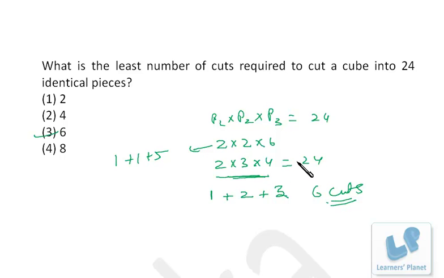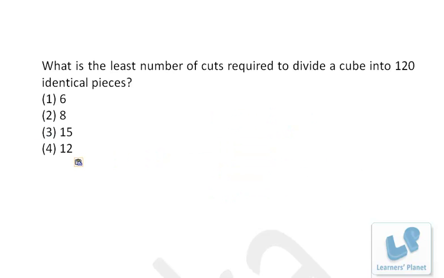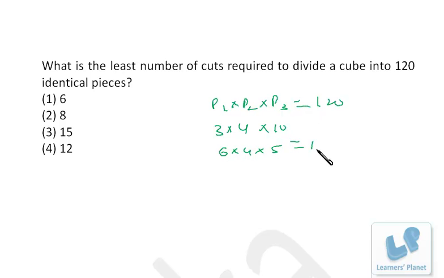Okay. Let's take the next one. What is the least number of cuts required to divide a cube into 120 identical pieces? That means P1 into P2 into P3 is 120, right? By hit and trial, if we say 3 into 4, 4 threes are 12, into 10. The difference is very much. Now instead we are having 10 here. If I take 2 from here and shift it over there, what will I get? 6 into 4 into 5. Now the difference is minimum among the numbers, right? So in this case we'll be getting the product as 120.